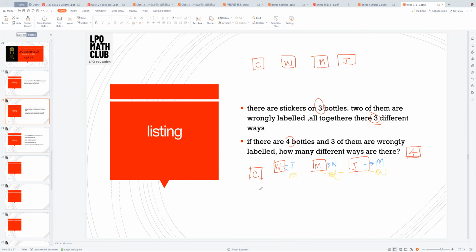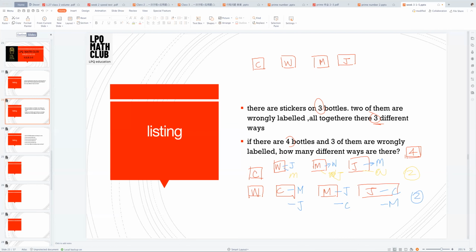Okay, so that means when Coke is right, there are 2 ways of labeling them wrongly. So the same thing as when water is right. Okay, so that means Coke, milk, and juice have been wrongly labeled. So first of all, Coke could be wrongly labeled as milk, milk could be juice, and juice could be Coke. And again, Coke could be juice, and milk could be Coke, and juice could be milk. So there are again 2 ways of doing that.